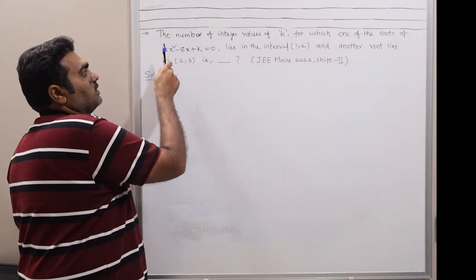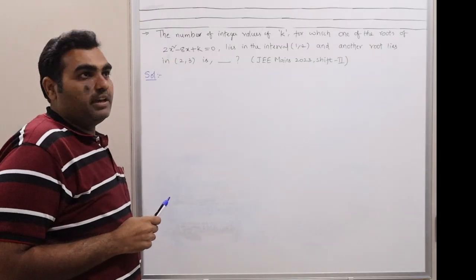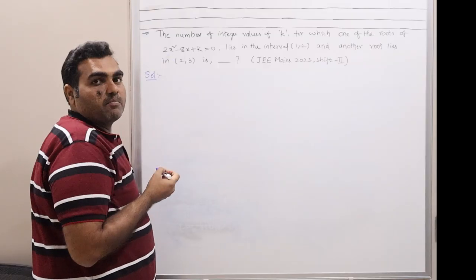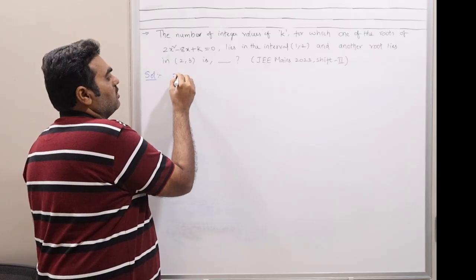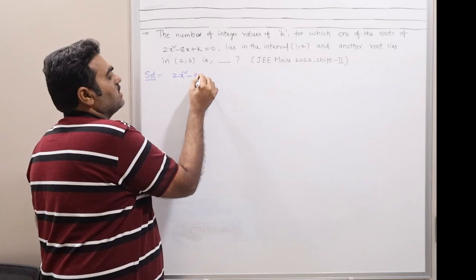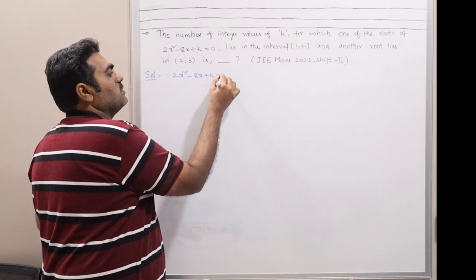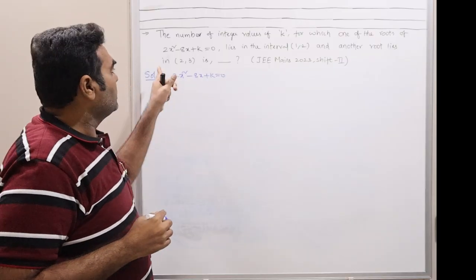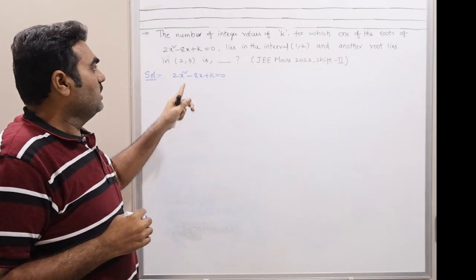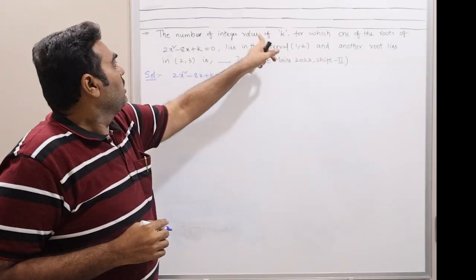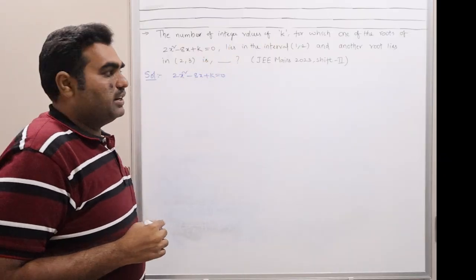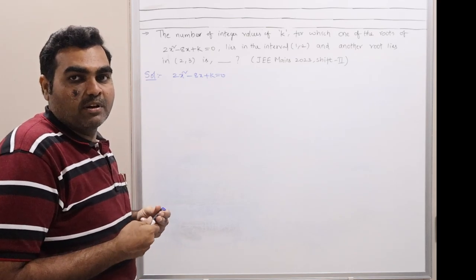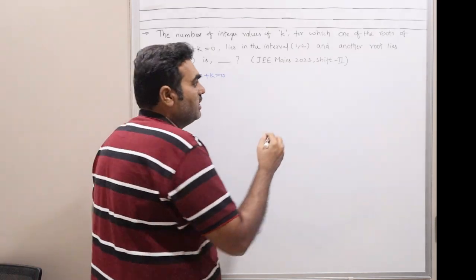So the problem is: find the number of integer values of k for which one of the roots of the equation 2x² − 8x + k = 0 lies in the interval (1, 2) and another root lies in the interval (2, 3). So you need to find the number of integer values of k. Please recall the location of the roots concept that we solved the other day.